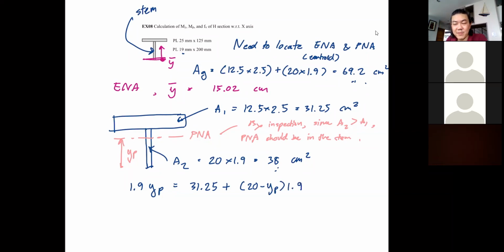Or you know what? After more than 10 years, I just realized that I could actually set this up as 1.9 YP must be equal to 69.2 over 2. I can actually do that, right? Pretty easy. It just has to be half of it. Wow, been stupid for some time. So YP here is going to be equal to 18.22 centimeter. Okay.